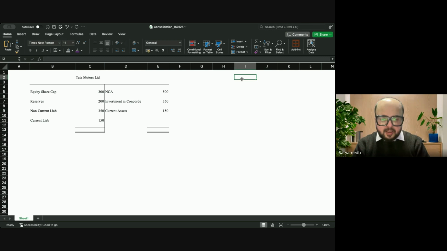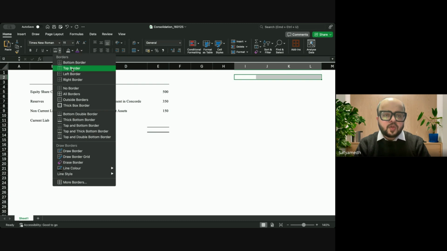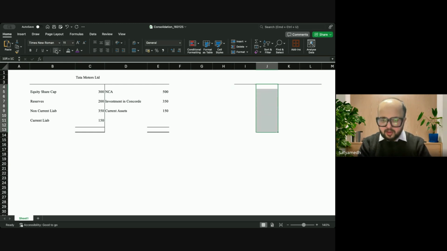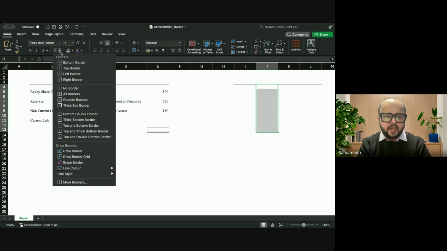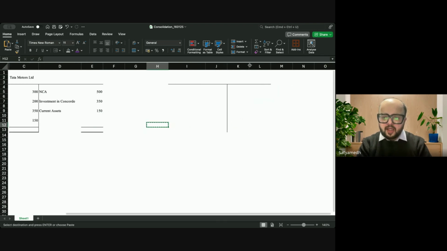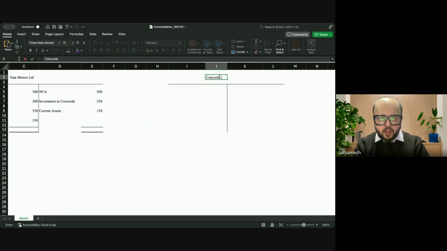And now there is another entity. What is the name of that entity? The name of that entity is Concord. And what does Concord do? Concord is basically engaged in making spare parts for all the vehicles that Tata Motors sells. So your Indicas and Indigos and all of those vehicles, it makes spare parts for those vehicles. So this is another entity called Concord Private Limited.